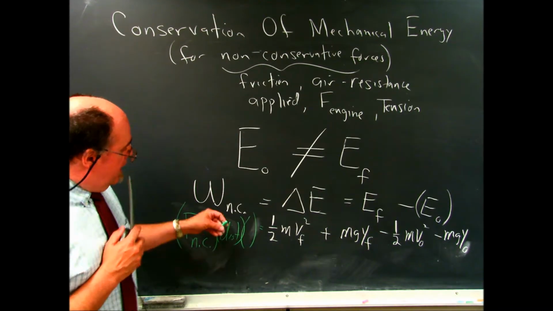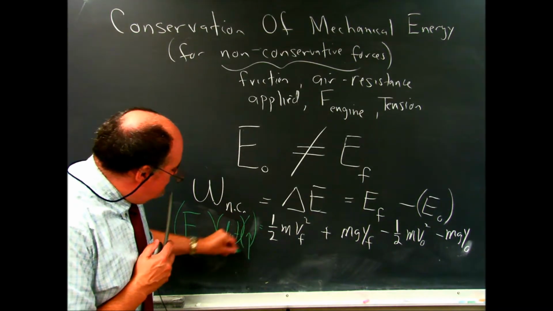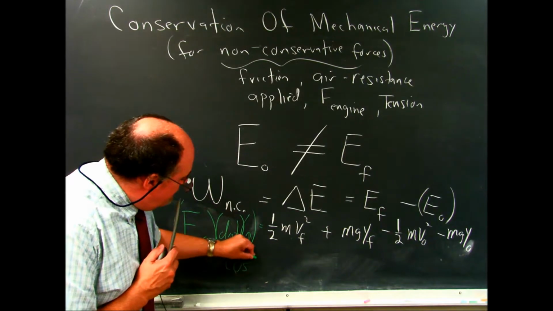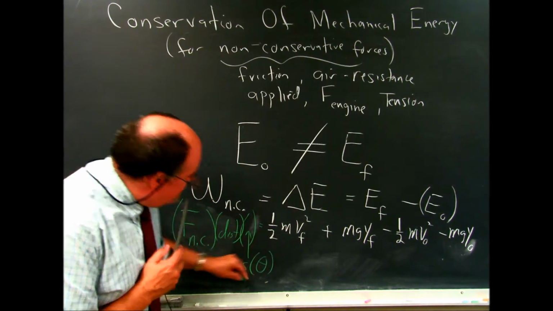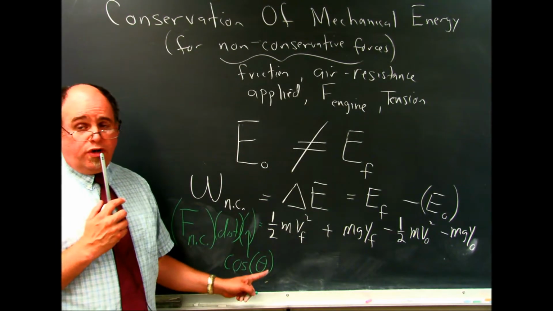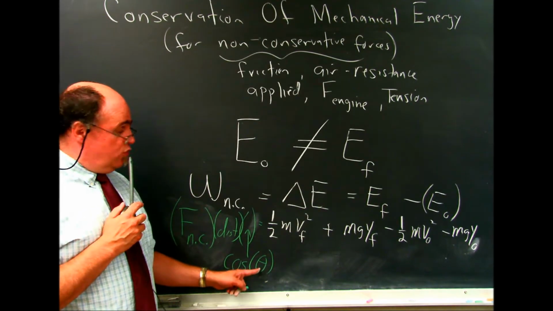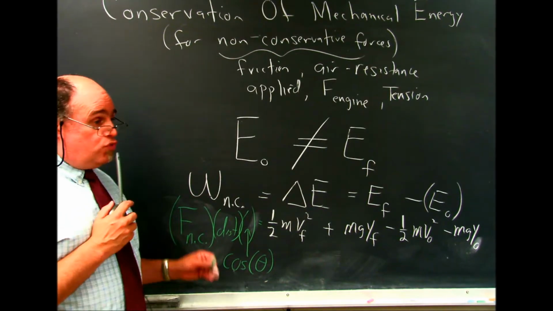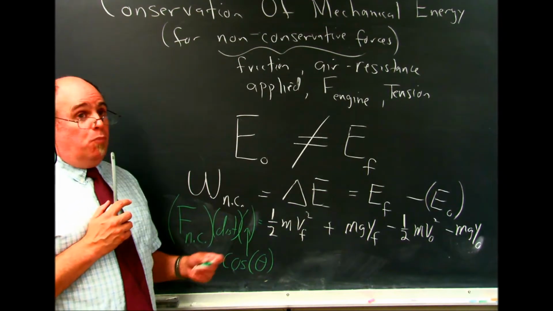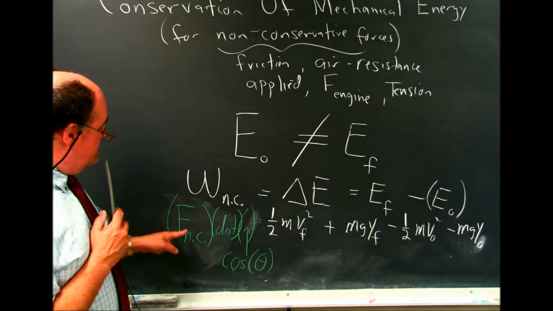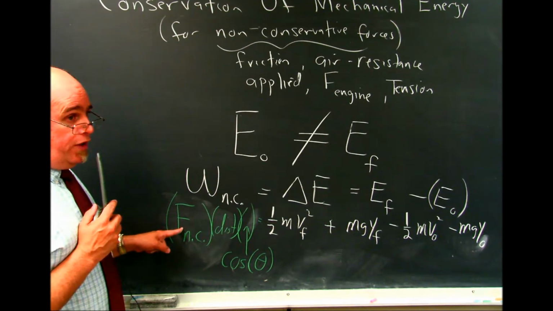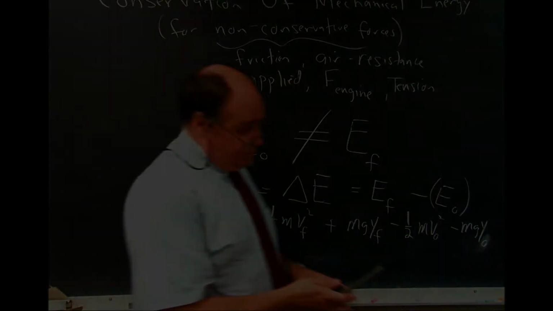And here, I ran out of room, so I'm just going to squish it in. This is the cosine of the angle. And that's the angle. If you remember when we did work at the beginning of this chapter, that's the angle between the direction that the object is moving compared to the direction that this particular force would be pointing. Okay.